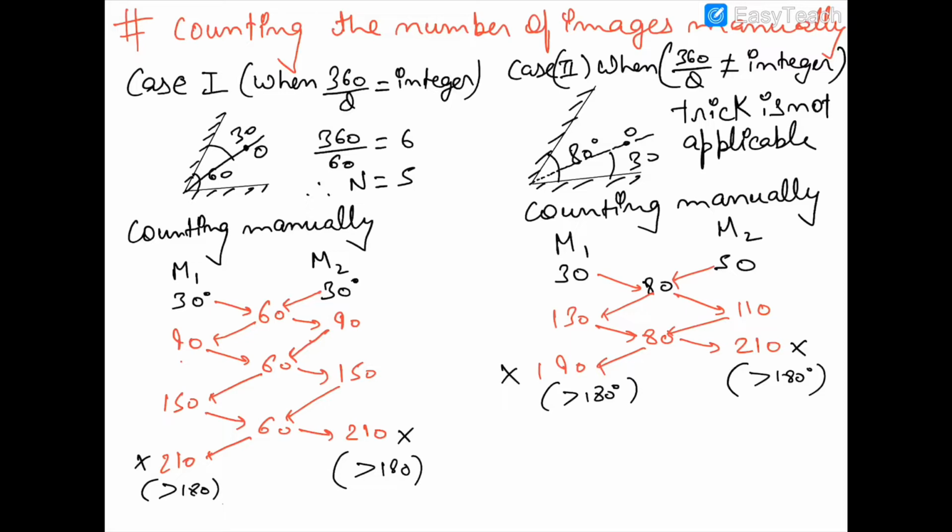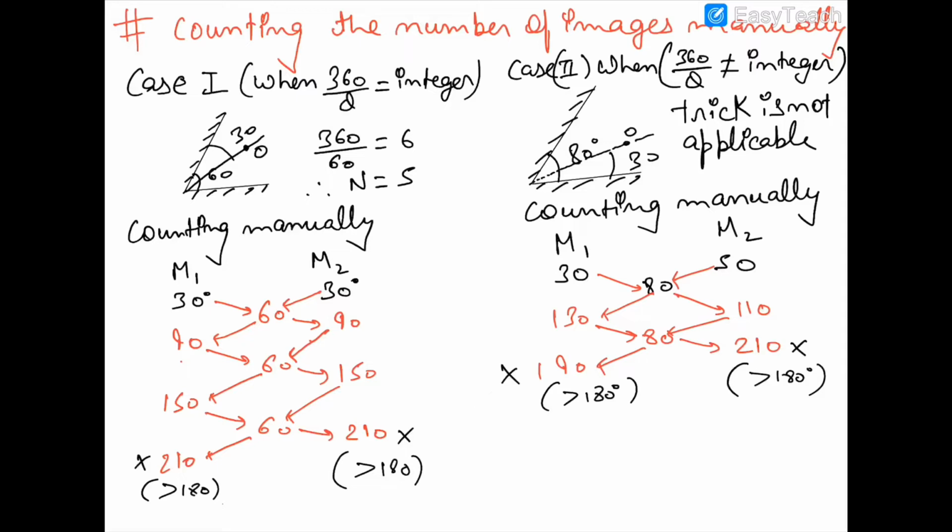So there are two mirrors, so we have written M1 here and M2 here. Now we all know that the first image of this mirror will be formed at an equal angle of 30 degrees. The object is at an angle of 30 degrees with that mirror, hence its first image will be at an angle of 30 degrees from that mirror. So the first image will be at this 30 degrees, and similarly the first image of M2 will also be at 30 degrees because the object is inclined to M2 at an angle of 30 degrees.